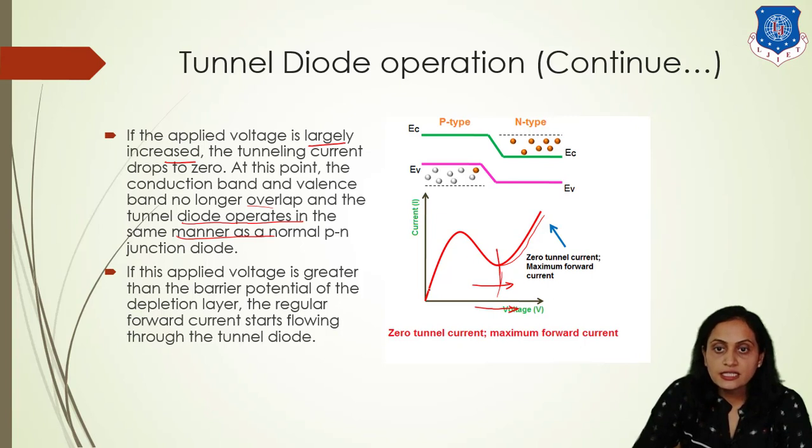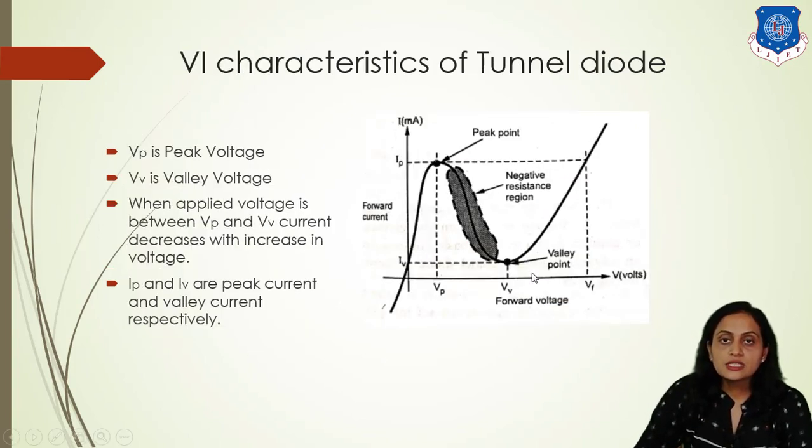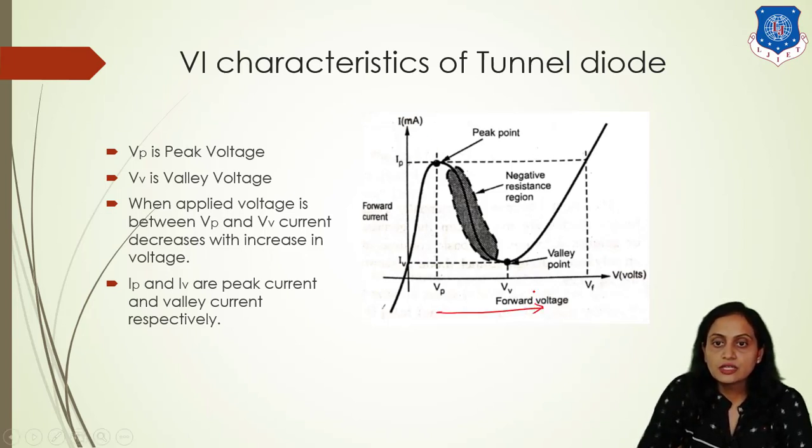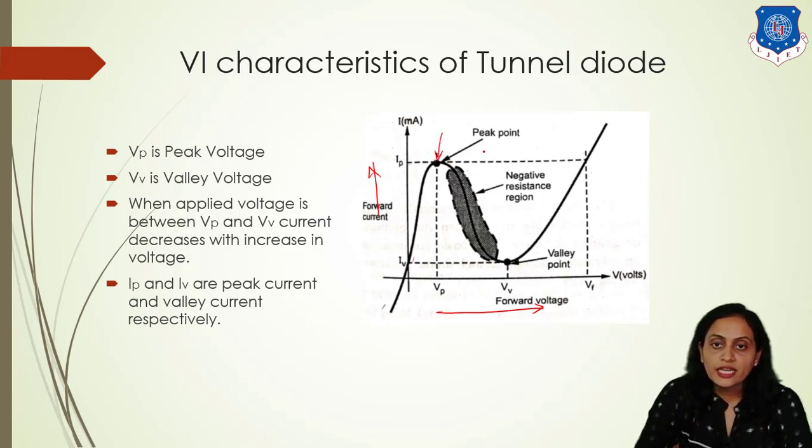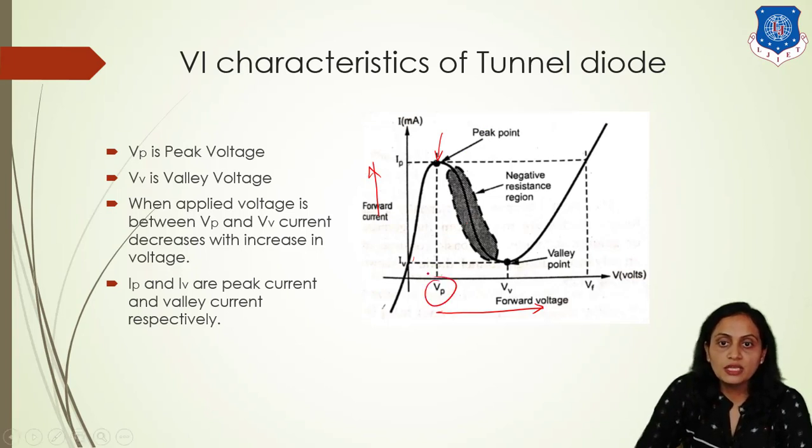So up to this there is a tunneling current, and this is the zero tunnel current, but the forward current started. Now this is a VI characteristic of tunnel diode. Here, this is the forward voltage and this is the current. Initially, as we have applied a small amount of forward voltage, the tunneling current starts flowing, and it will increase up to some voltage that is denoted with Vp, that is called the peak voltage, and the current at this peak voltage is denoted with Ip, that is the peak current, and this is a peak point.